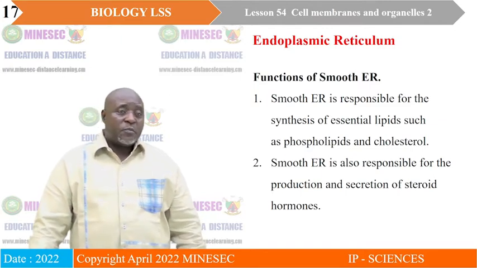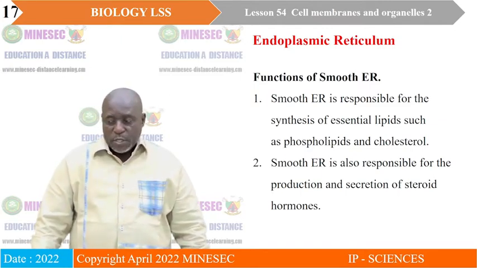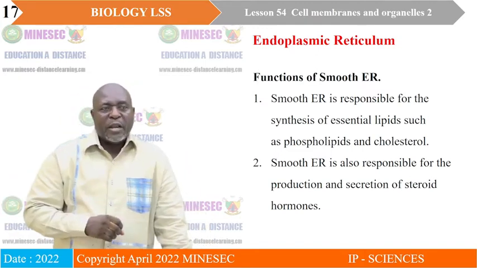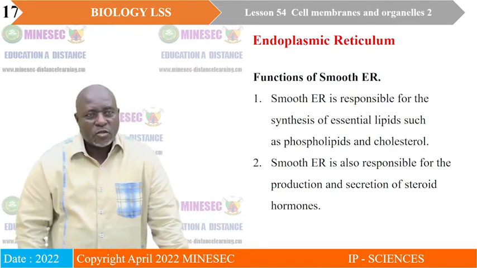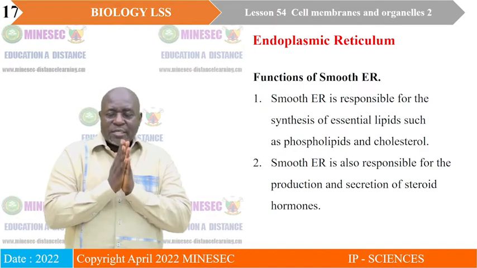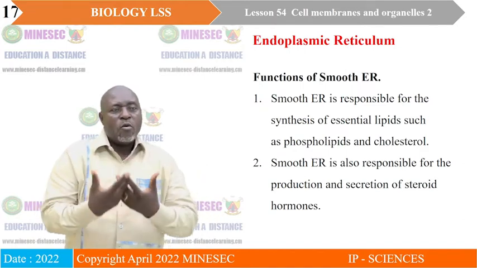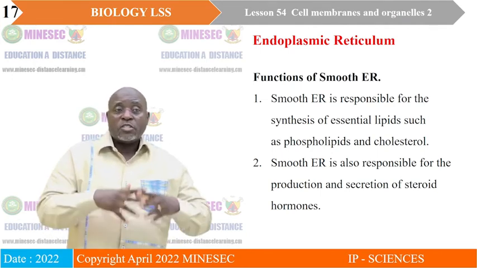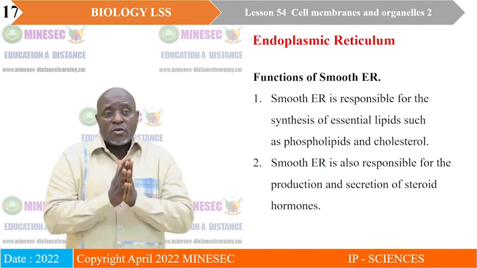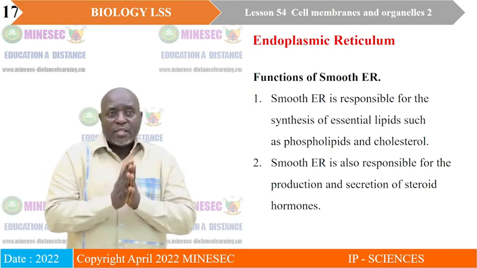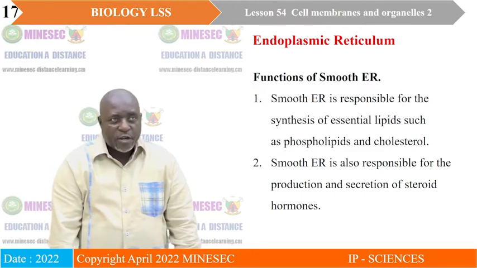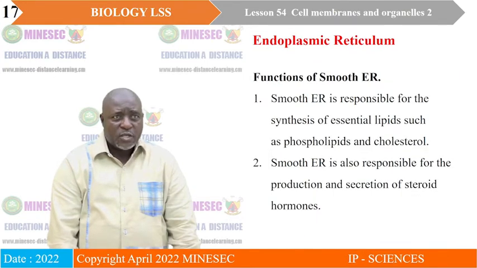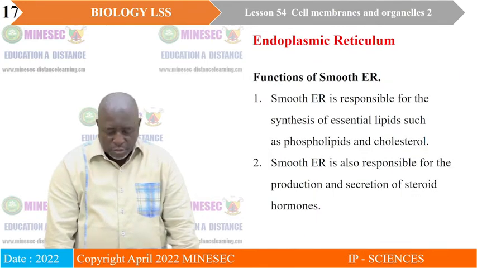The lipids there are mostly cholesterol and phospholipids. Remember that we've seen phospholipids in the case of the plasma membrane, so it means that some of what they synthesize goes to build up the plasma membrane. The smooth ER is also responsible for the production and secretion of steroid hormones. Most of the hormones we have in the body are produced by the smooth endoplasmic reticulum, and we will study the endocrine system later. So it's very important.